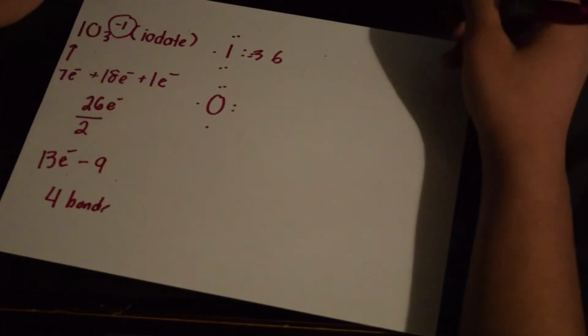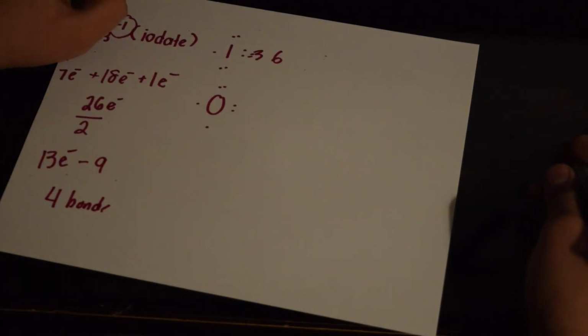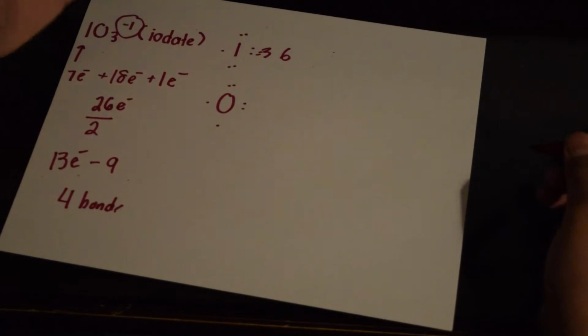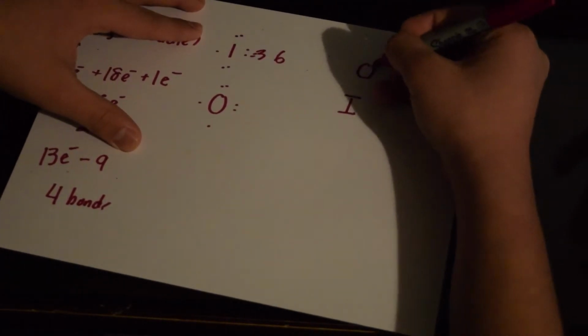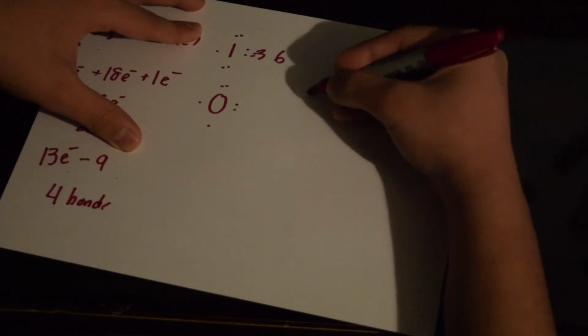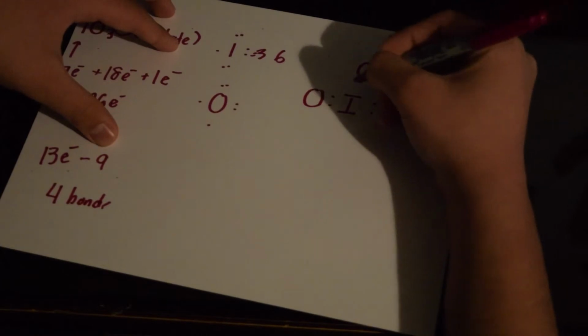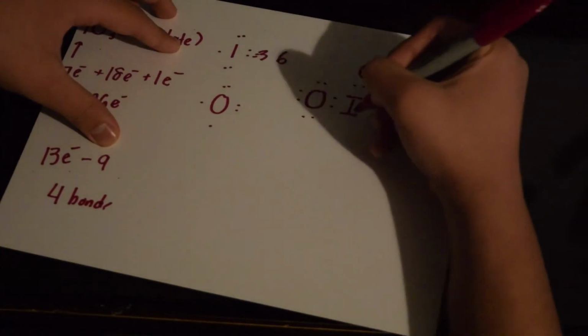So let's build our Lewis structure. I'm going to put iodine in the middle because it has the least electronegativity and the most open spaces. So iodine goes in the middle, and let's surround it with oxygens. We're going to use 26 of these valence electrons to bond them, and these are filling their octets.